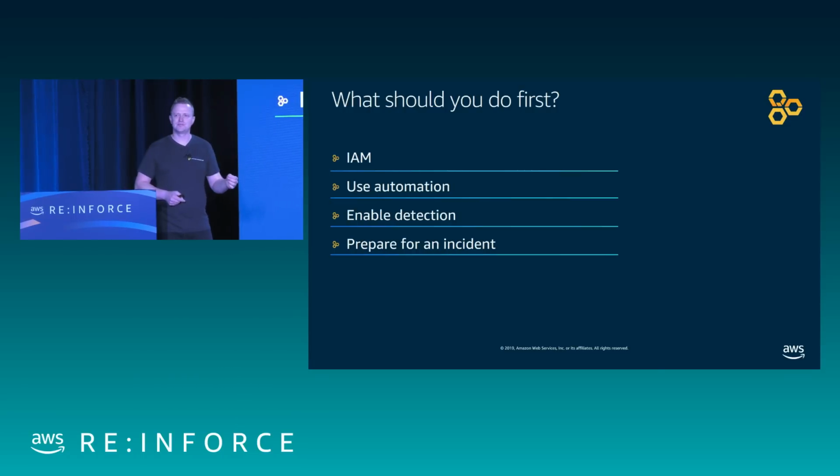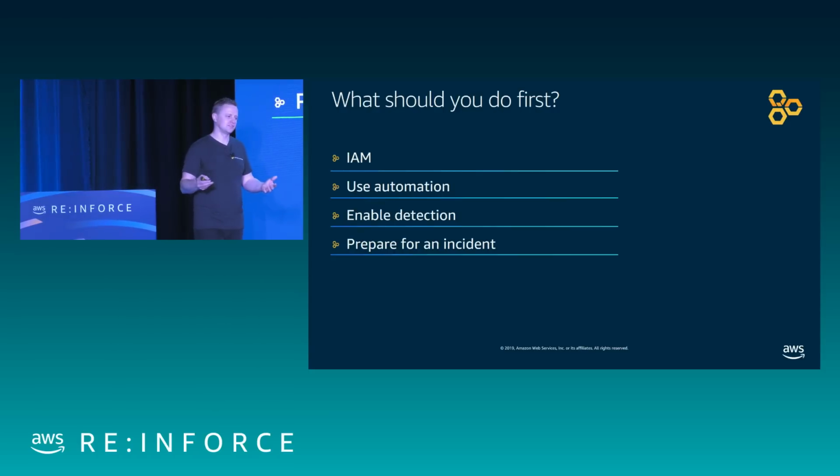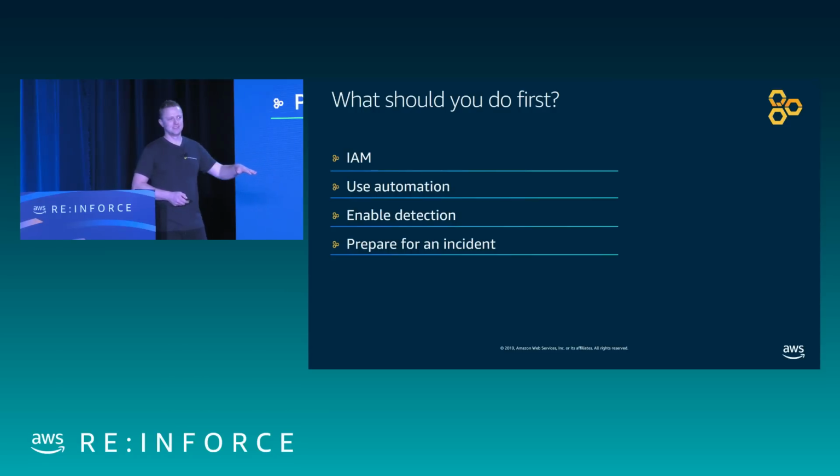Then moving on to detective controls. So have you turned on GuardDuty and CloudTrail and all those detective services? Then being prepared for an incident. Yes, I put it last now, but you should actually get identity and access management right first. So these are the 4 critical things in the order in which I recommend you do them.